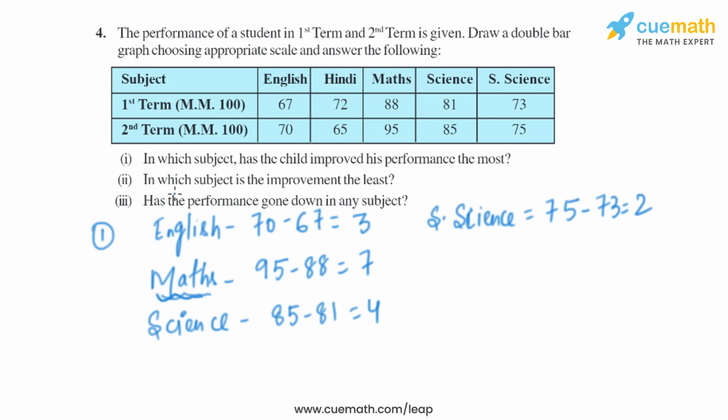Now the second part says, in which subject is the improvement the least. As we can see, in social science the improvement is the least. It is only 2 marks.